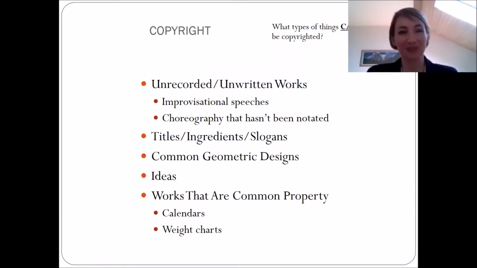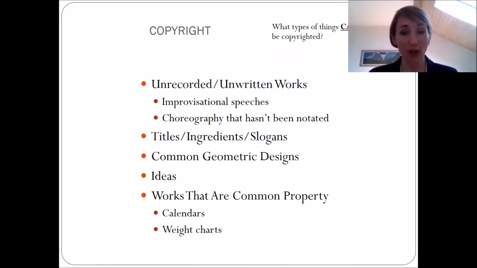Okay, so we've talked about some different things that can be copyrighted, but what about things that cannot be copyrighted? Things that aren't actually rendered in a physical medium yet. So improvisational speeches, choreography that hasn't been notated, titles, ingredients, slogans. These fall under short titles and phrases. They're just not original enough to reach that threshold requirement under the Copyright Office.